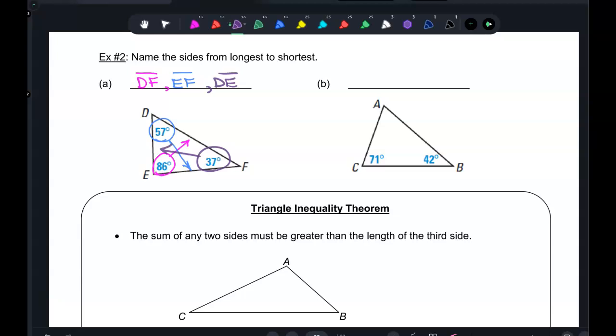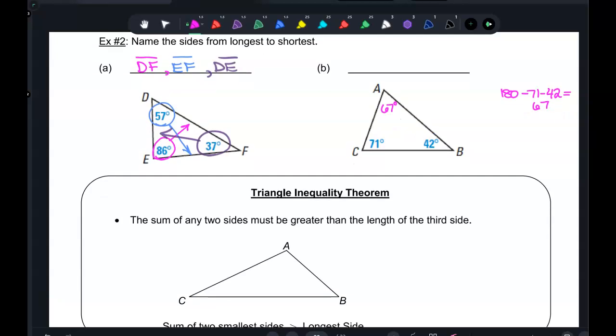Okay, now the next one only has 2 angles. So I actually have to do a little bit of math here to figure out what angle I'm missing here. Well, I have to do 180 minus 71 minus 42. So let's figure out what's that missing angle measure, because I can't figure out the sides until I know all the angle measures. So just because nothing's there doesn't mean we can't figure that out. 71, 42, 67. So this one is 67 degrees.